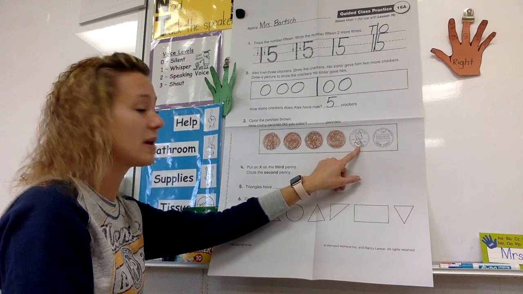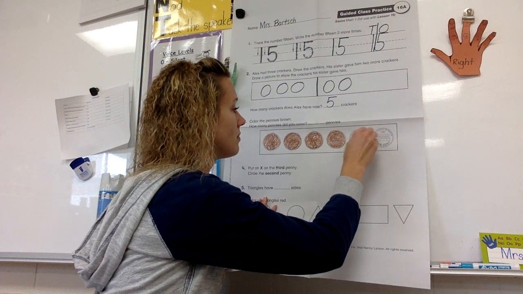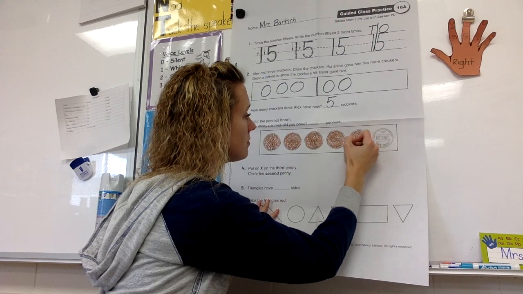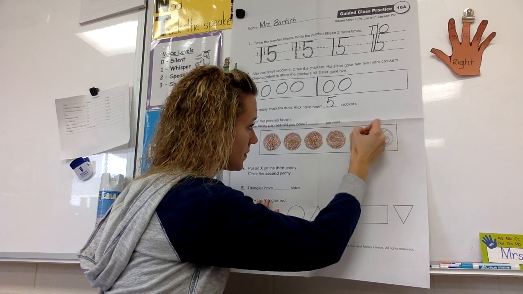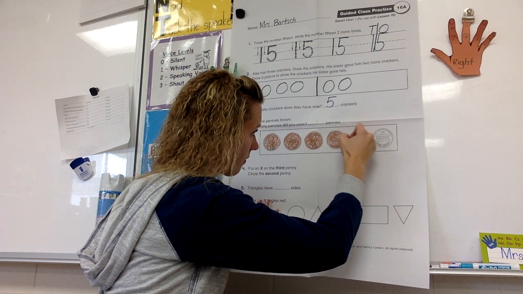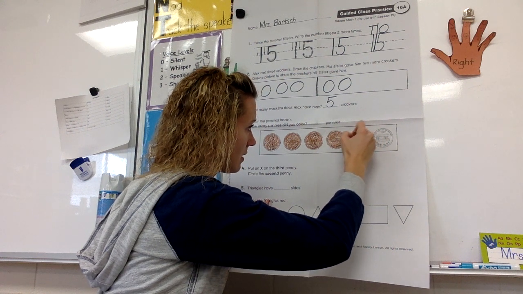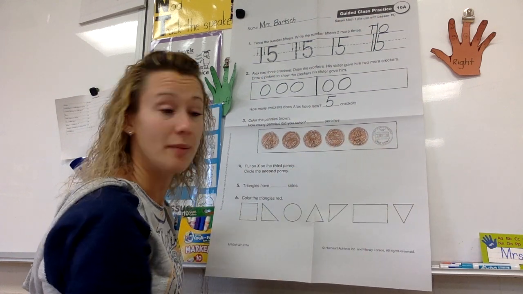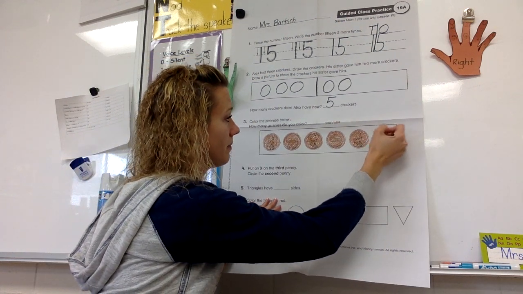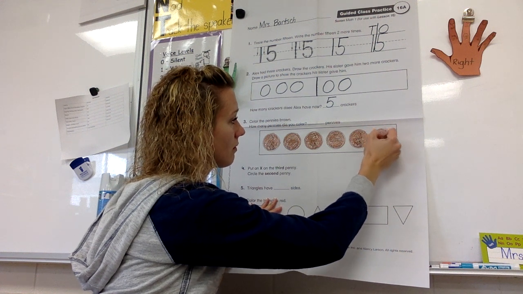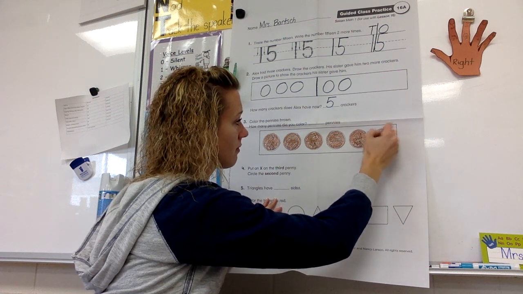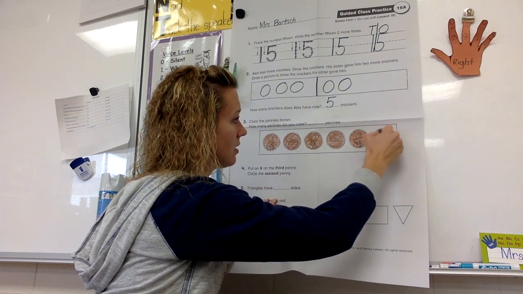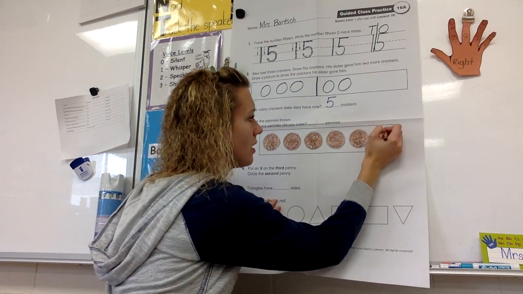All right, we're going to do the next penny. There's Abraham Lincoln, so color that one brown. All right. And last one, Lincoln Memorial, color that penny brown. I know it would just be faster to color all the way across, but that's not neat work.